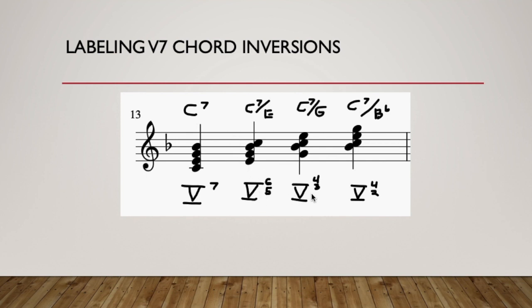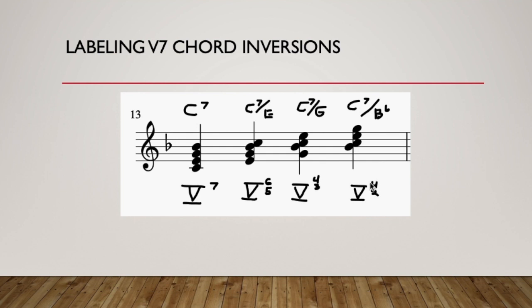When going to second inversion, we label it 4/3. And again, it's the same system. From the G to the C here, we have a 4th. From the G to the B flat, you have a 3rd. And you can see that there's a 6th between the G and the E here. And we leave that one off because it's implied.